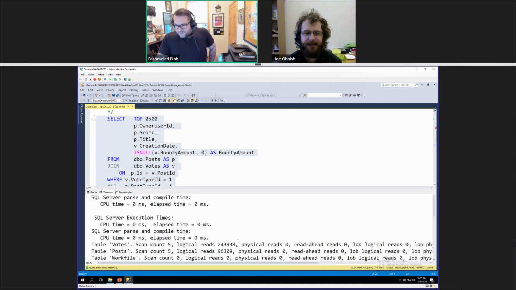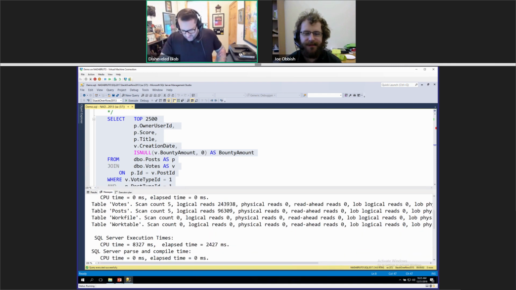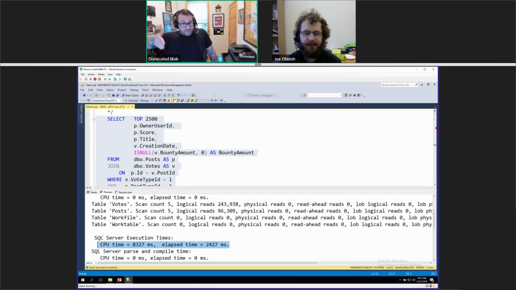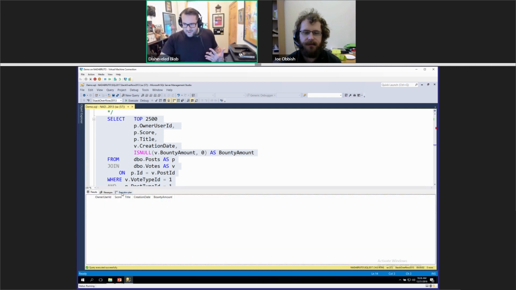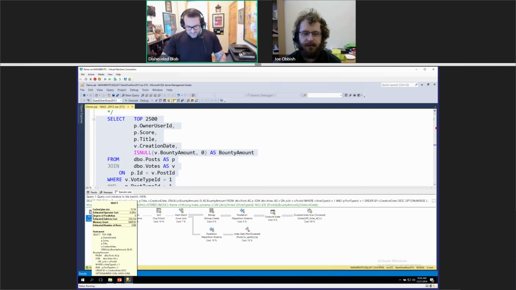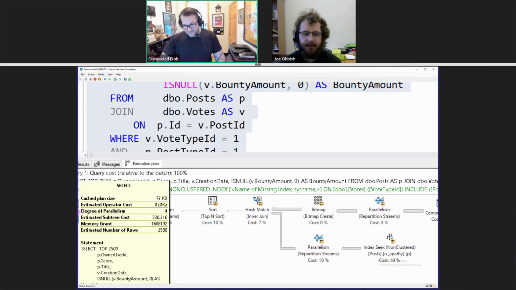When we look at the metrics for this one, we did a whole lot less work than we did with those nested loops plans. 243,000 on the votes, 96,000 on posts. We went parallel, so we used a little bit more CPU to reduce the elapsed time, and that's cool, but boy, howdy, this plan was expensive. If we look at the cost of this plan, SQL Server says, oh man, this is going to cost 330 query bucks to run. There's no way I'm choosing this.